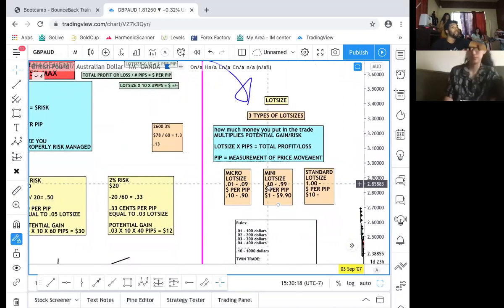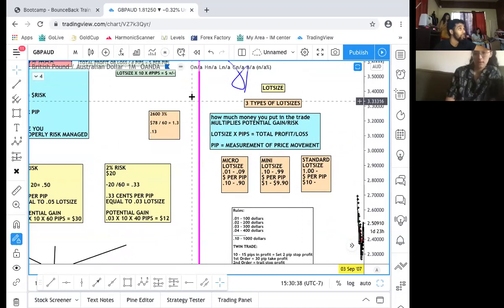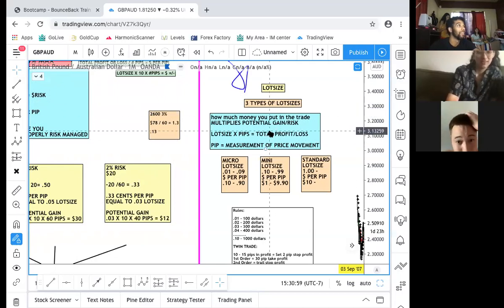Also, I have a formula right here. If we want to calculate how much we would lose or win, or what we actually won or lost, we can do our lot size times however many pips price moved, or we're expecting price to move, and that'll equal our total profit or loss. So for example, with that 30 pips, we would do 0.01 times 30 pips, and that would equal $3. Wait, I lied. It's lot size times pips times 10. Yeah, my fault.